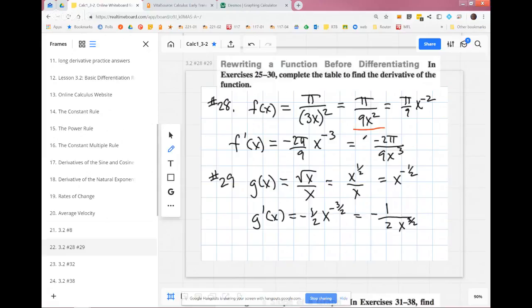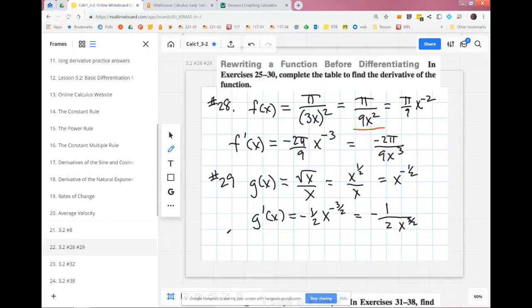Well, pi and 9 are constants, so we can pull those off to the side. And isn't 1 over x squared the same as x to the negative 2? Okay, now do the power rule. Take negative 2, multiply it, negative 2 pi over 9, take the power, reduce it by 1. Don't answer with a negative exponent. Final result, negative 2 pi over 9x cubed.